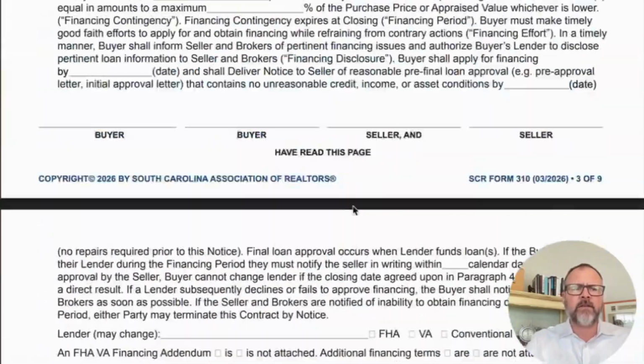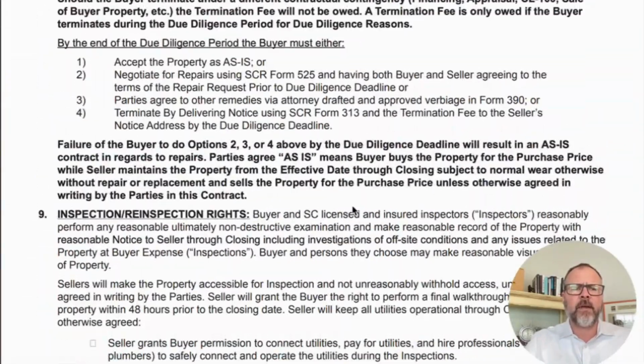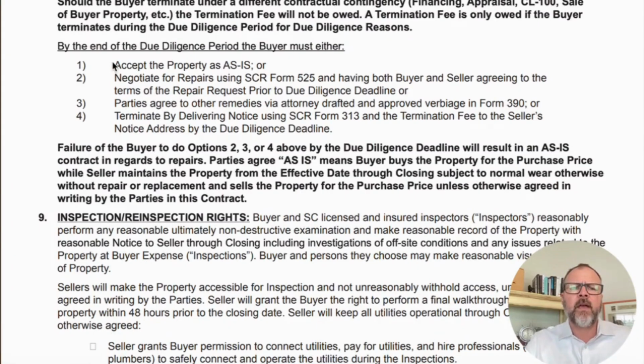If you do not get the termination fee put in time, this then defaults back to the contract, which in Section 8 says one of these four things has to happen. Accept the property as is. They clearly don't want to do that. Negotiate repairs. They don't want to do that. And then other remedies, basically that you come to an agreement on. So if you do not terminate, you do not agree on other things, and you do not negotiate repairs, then you have accepted the contract as is if you have not sent in both the notice of termination as well as the termination fee.